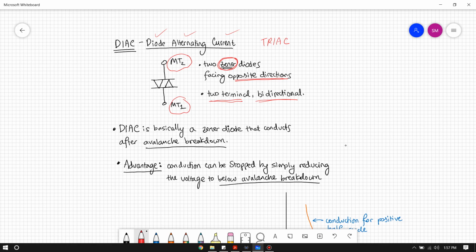So the way the diac works is it basically conducts after avalanche breakdown, like a Zener diode. In both positive and negative half cycles, if we supply a bidirectional current, it will break down the Zener diode facing the forward direction in the positive half cycle, and again in the negative half cycle. So it conducts after we reach avalanche breakdown. And the advantage of this is that conduction can be stopped simply by reducing the voltage below the avalanche breakdown point.